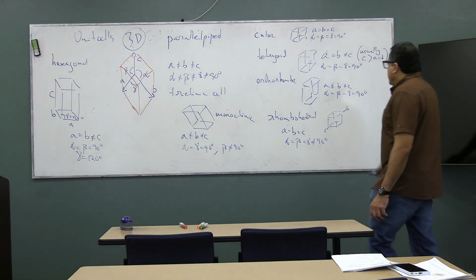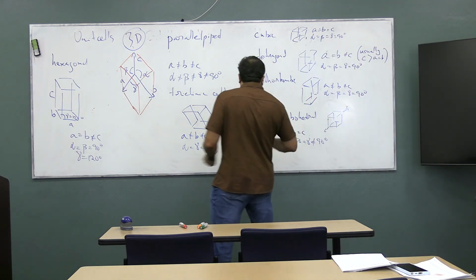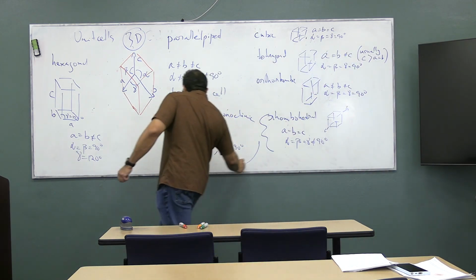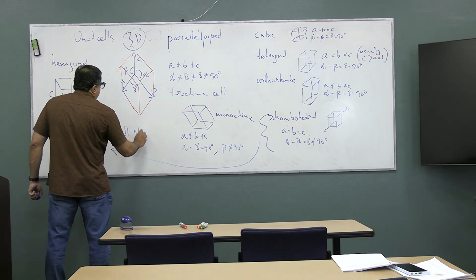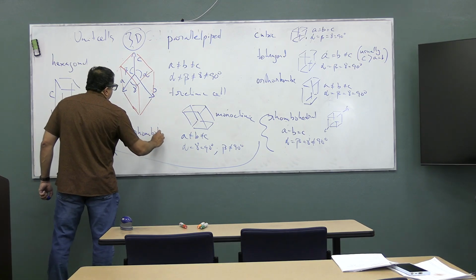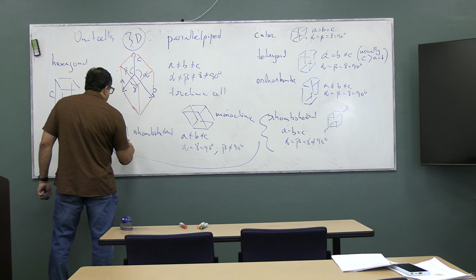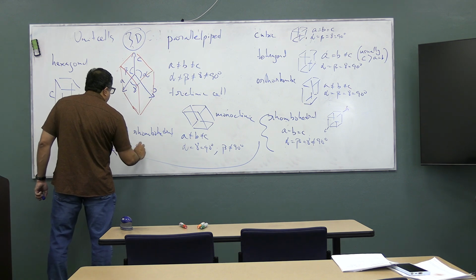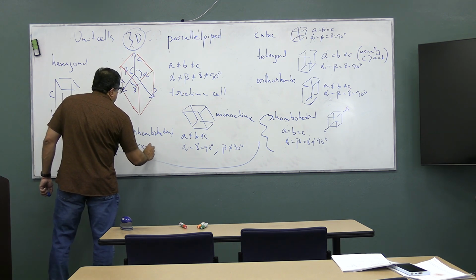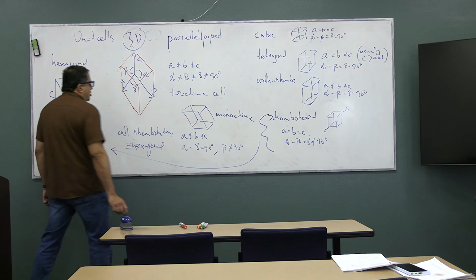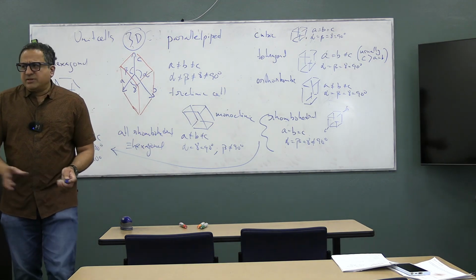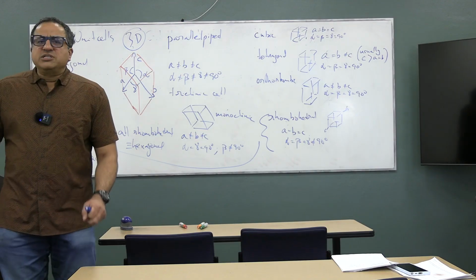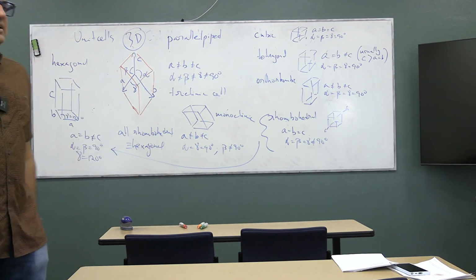Because it turns out that 3 rhombohedral cells can go into a hexagonal cell. All rhombohedral is equivalent to hexagonal. So the opposite is not true. You can't take hexagonal cells and make them rhombohedral cells, but every rhombohedral system, you can shove it into a hexagonal cell.